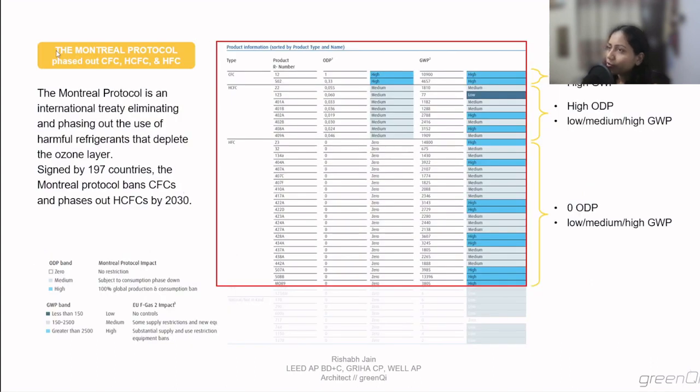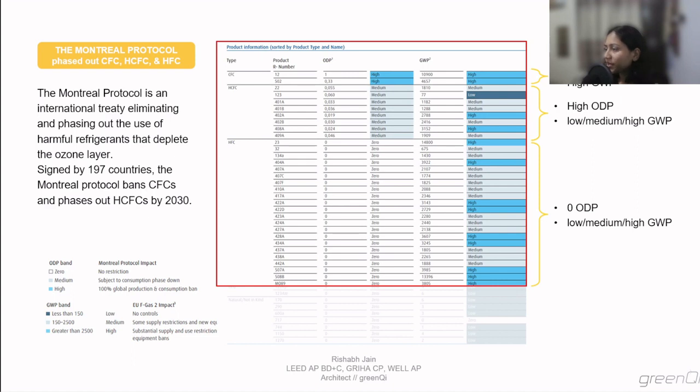The Montreal Protocol we need to discuss, because that was an international treaty where 197 countries agreed to eliminate the use of harmful refrigerants that deplete the ozone layer. This was done in 1987, and they banned the CFCs, and there was a plan to phase out HCFCs by 2030 so that we can eliminate the refrigerants with ozone depleting potential.